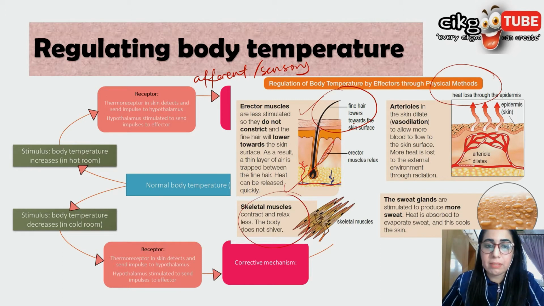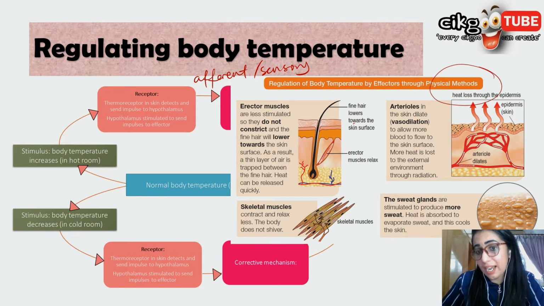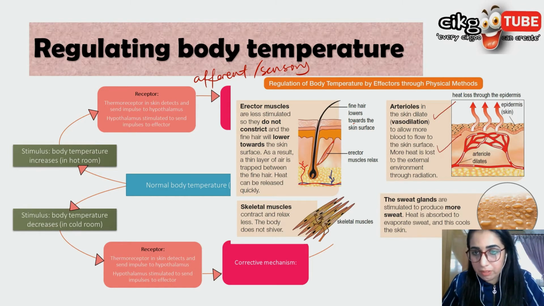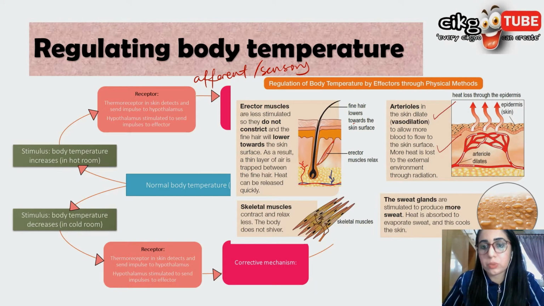Then the skeletal muscles also relax and contract less, so the body does not shiver, because the body temperature is high. Now, arterioles in the skin will dilate, vasodilation we call it, to allow more blood to flow to the skin surface. And then there is also more heat loss to the external environment through radiation.